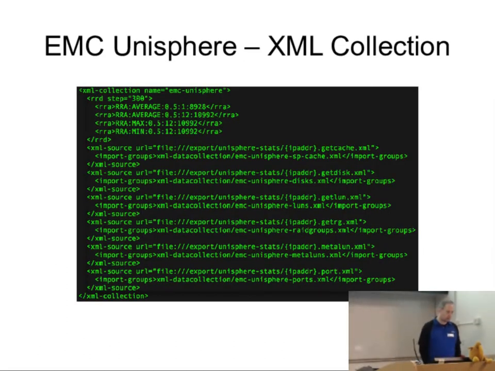So this was what I ended up using for the data collection for the EMCs. I have a path on my local disk where I'm writing the files out to, and each of them has its own specific groups as far as what kind of data I'm going to pull in from them.